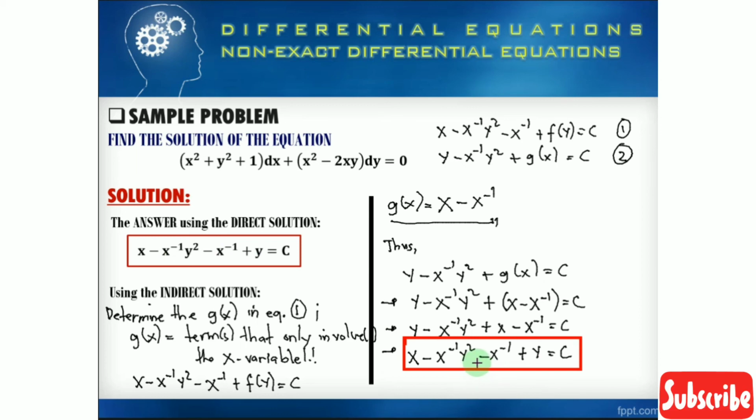So you have a lot of options. If ever we encounter a non-exact differential equation which cannot be solved by variable separable or homogeneous equation, you may check if it is exact. But if it is not exact, you need an integrating factor to make it exact. After making that differential equation exact, you may opt to use the direct solution or the indirect solution, arriving at the same answer: x minus x raised to the negative 1 y squared minus x raised to the negative 1 plus y is equal to c.